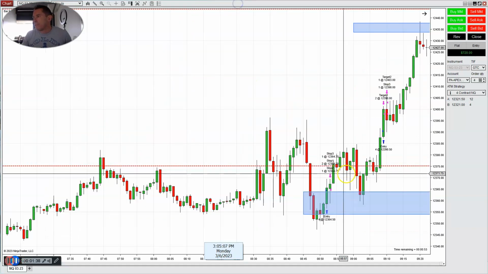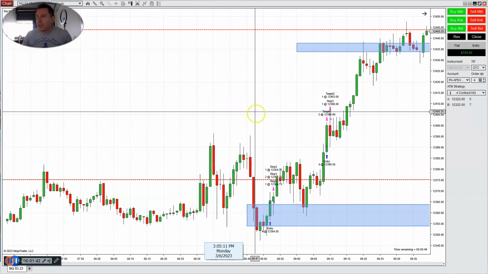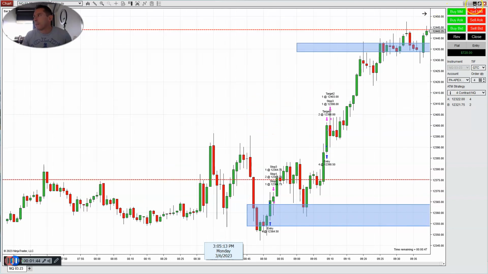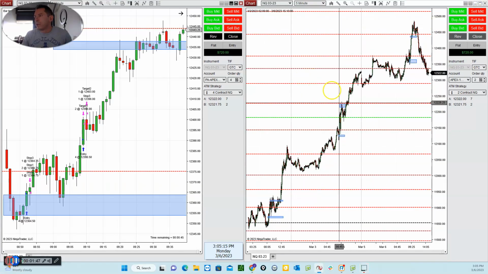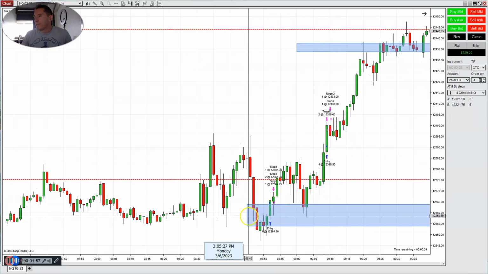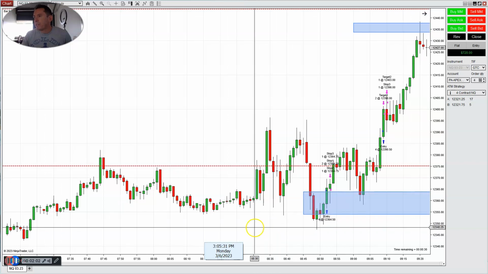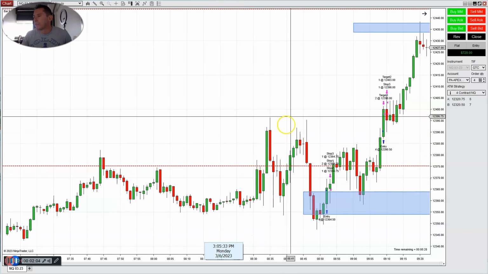Let me maximize this. All right, guys, I do trade futures, Nasdaq. I do all my charting and all my support, resistance, and everything that I do on a 5 minute, and then I place the trades on the 1 minute. So this is the one that I'm showing you today. You can see here, market open 8:30 Central Time. I'm in Texas, so it's Central Time.